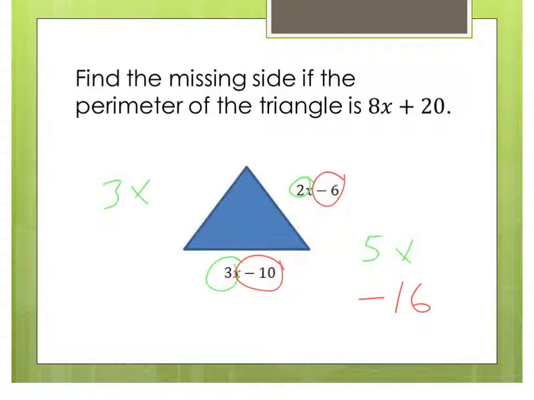So what number do I need? If I need to get to a positive 20 in the end, what number must I have on my other side? In order to get to a positive 20 in the end, I must have a positive 36. So now I just figured out the value of my missing side. In order to get to 8x, and I already have 5x, I need 3 more x's. In order to get to a positive 20, if I have a negative 16, I need to add 36. So this is how I found the value of my missing side.